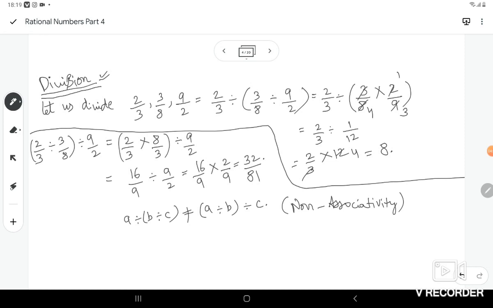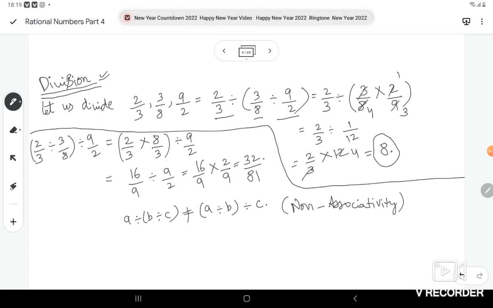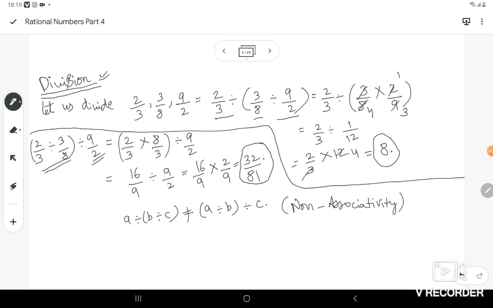Now in case of division, let us divide the numbers as 2/3 ÷ (3/8 ÷ 9/2). On solving this we get the result as 8. Now performing the same operation in a different way as (2/3 ÷ 3/8) ÷ 9/2. On solving this we get the result as 32/81.